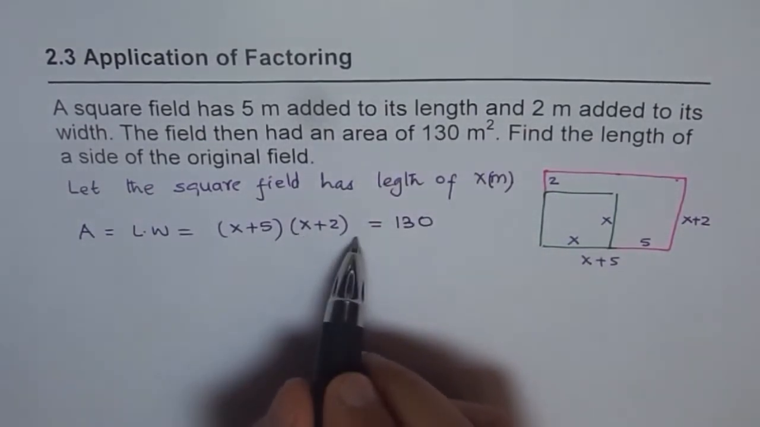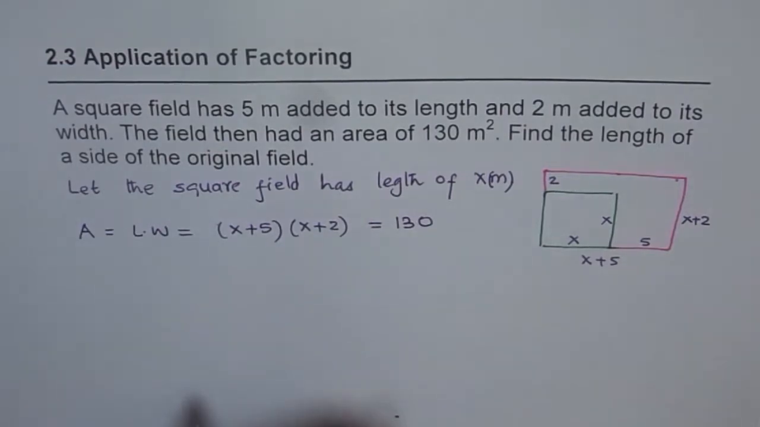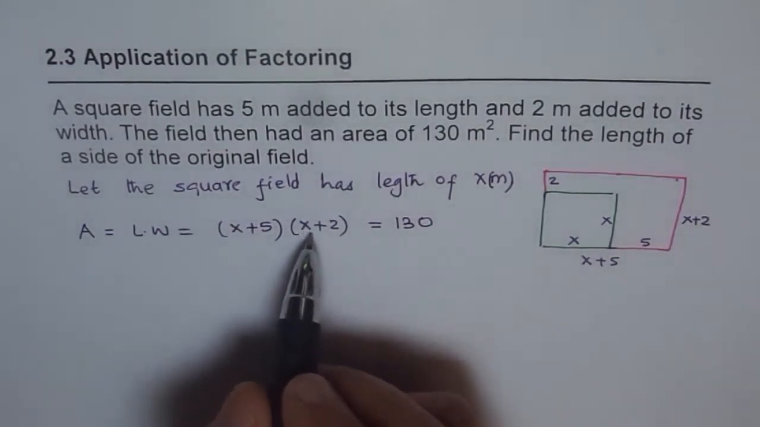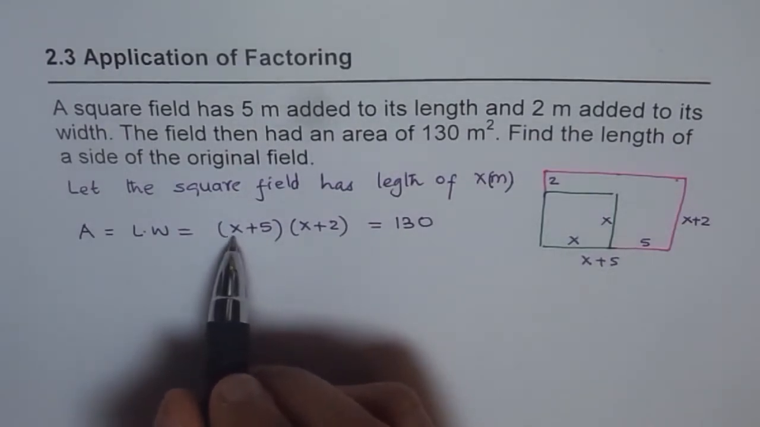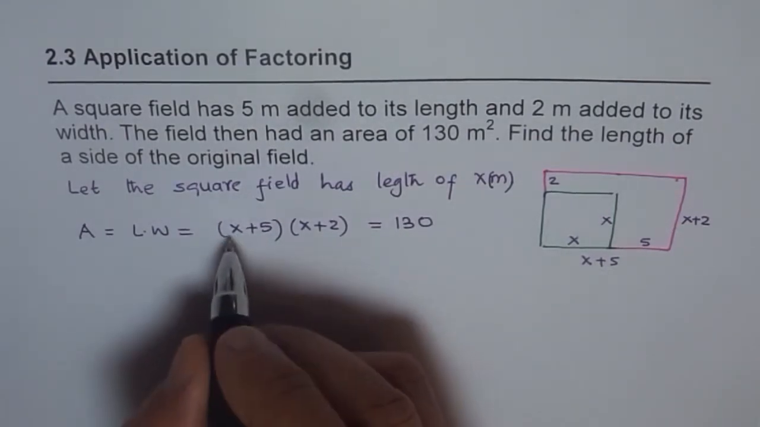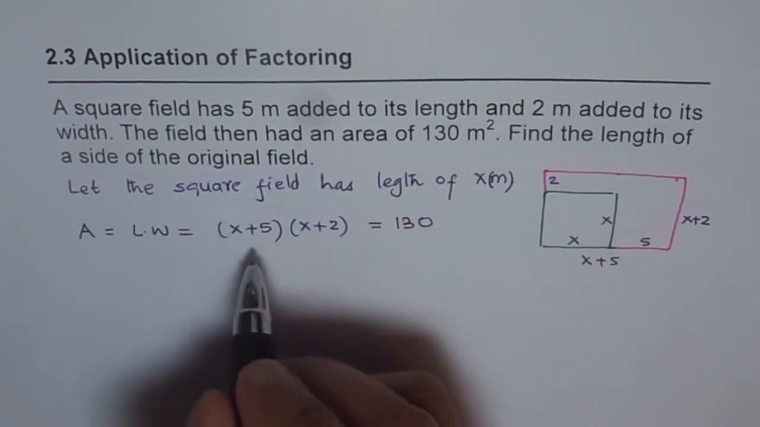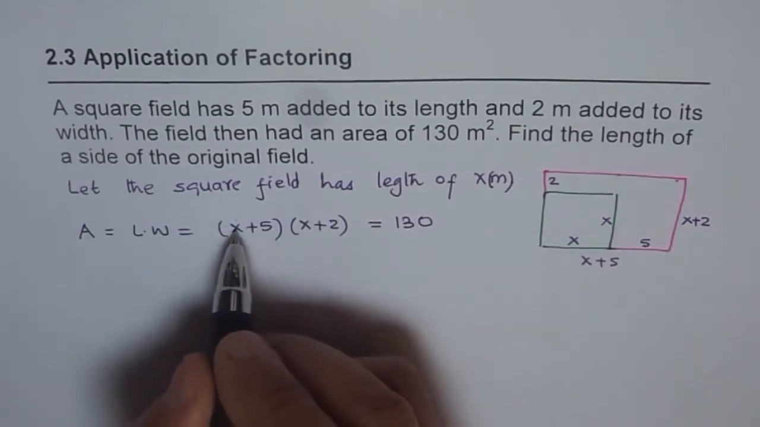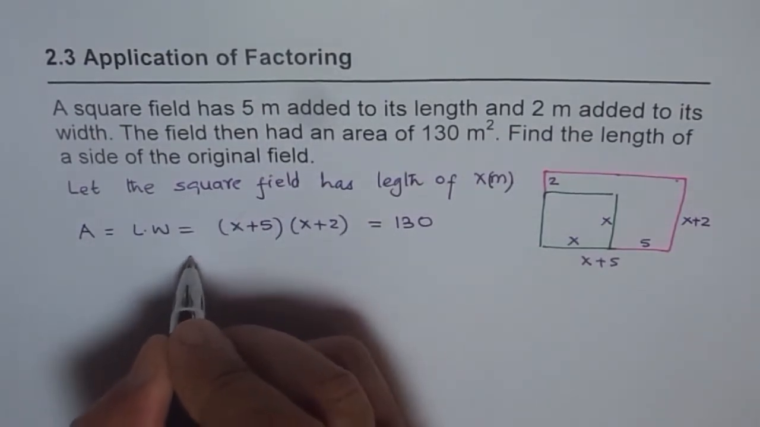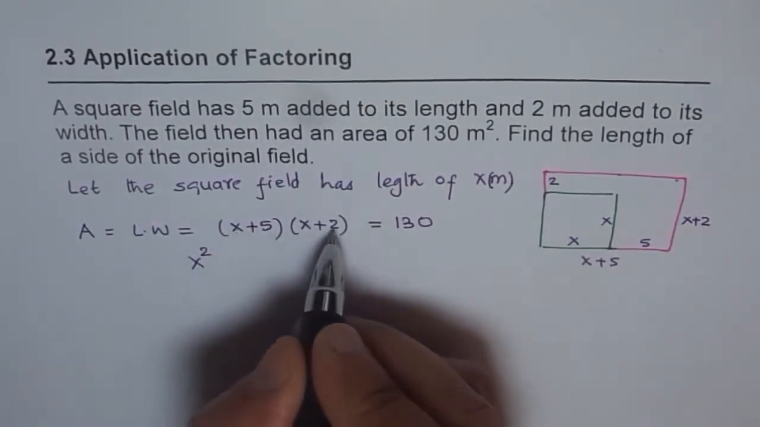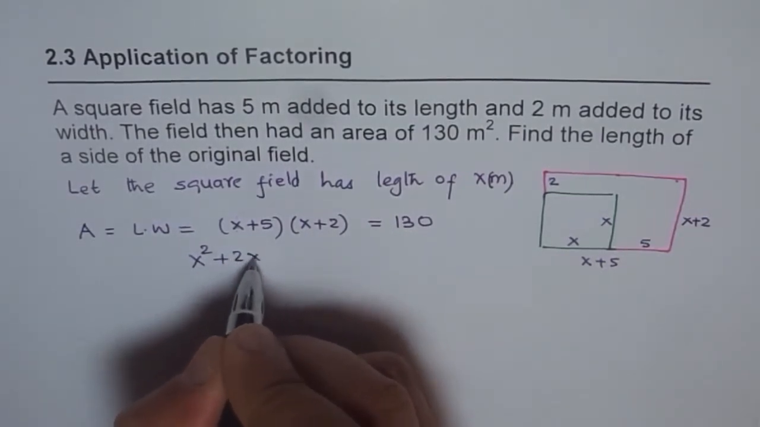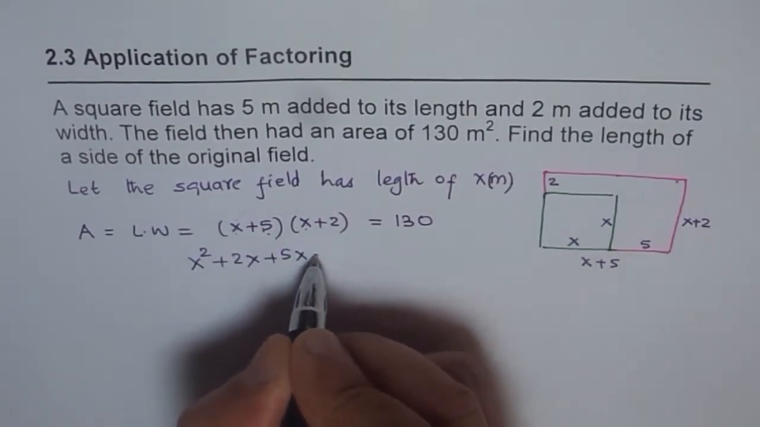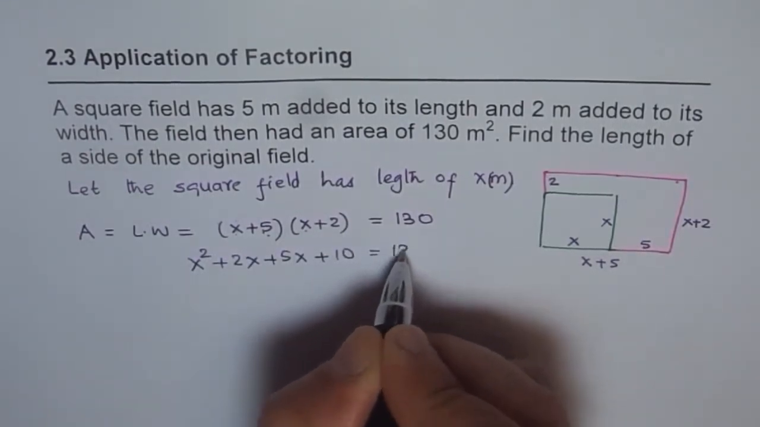Now we have one variable here. We can always solve one variable from one equation. So let's apply the distributive property and then evaluate the value of x. So first, outer, inner, last. We can do FOIL, and then we can write down x times x is x squared. So let me write down here x squared, and x times 2 will be 2x. 5 times x will give us 5x, and 5 times 2 gives us 10, equals 130.